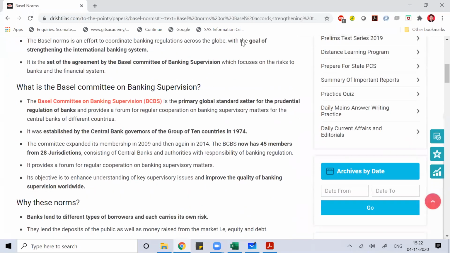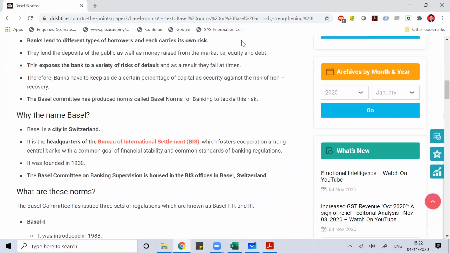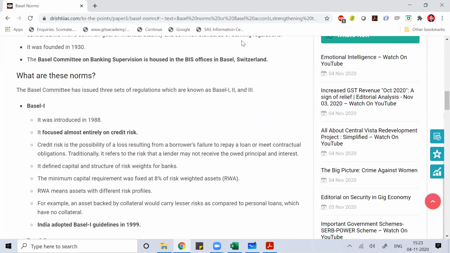What are Basel norms? What is being discussed? What all happened? Basel is a city in Switzerland. It is the headquarters of the Bank for International Settlements, which fosters cooperation among central banks with the common goal of financial stability and common standards of banking regulation. The Basel Committee on Banking Supervision is housed in the BIS office in Basel, Switzerland. What are these norms? Basel I came in 1988, and it focused entirely on credit risk, which I told you.